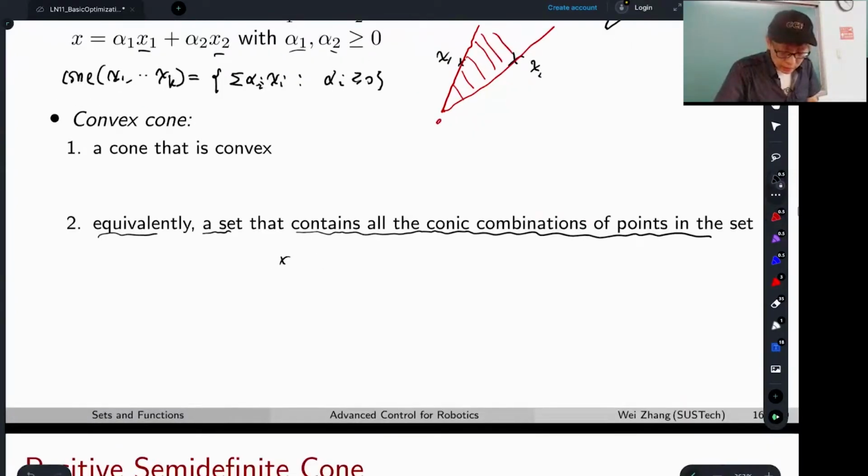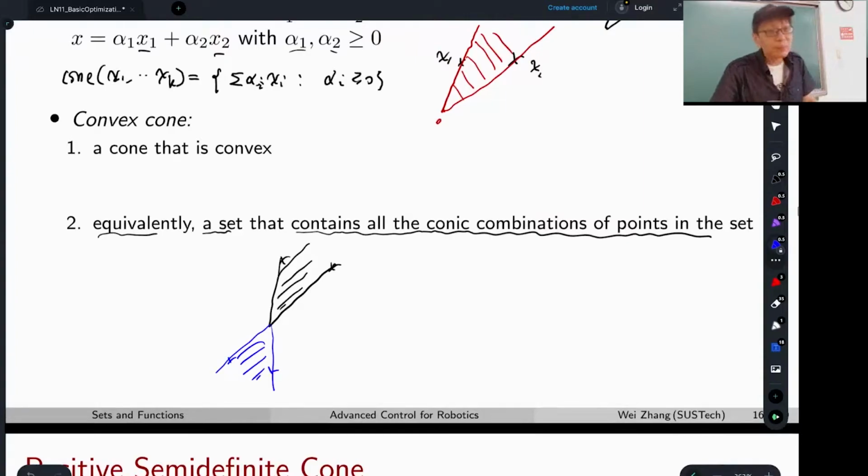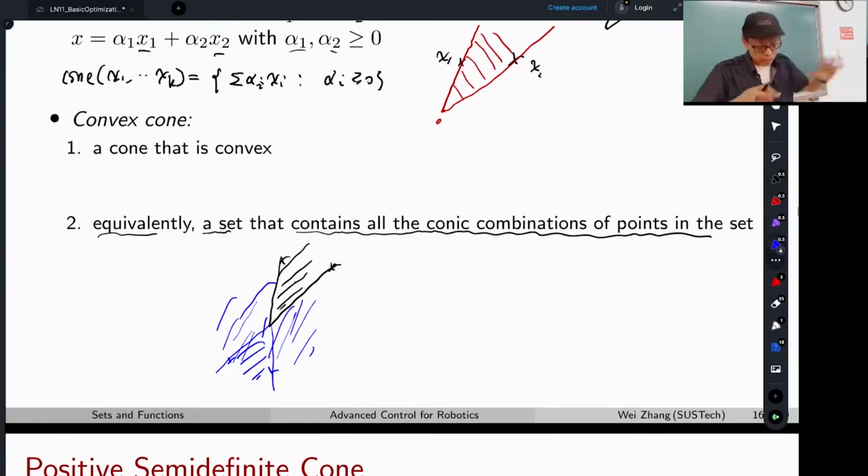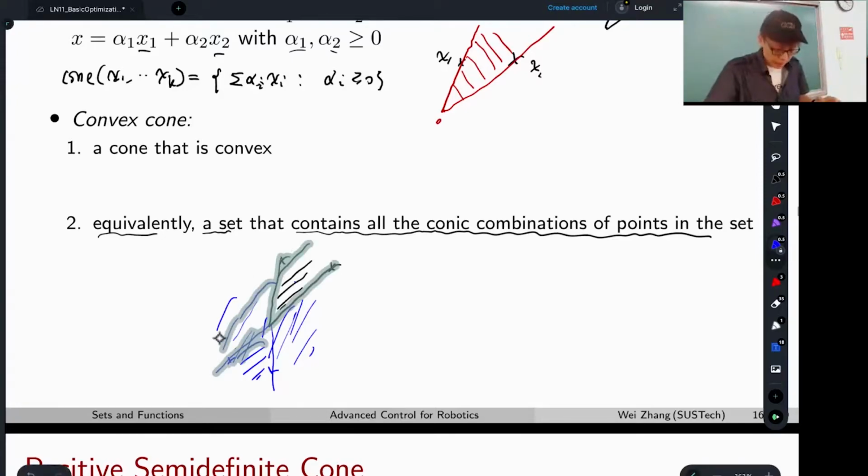For example, in this example, if I look at the convex combination of these 2 points, that will be this sector, right? Does the union of these 2 sectors contain all the conic combinations? No, because you also need to contain all the other things. So eventually it will become the entire R2. So whenever it contains all the conic combinations, it will be a convex cone.